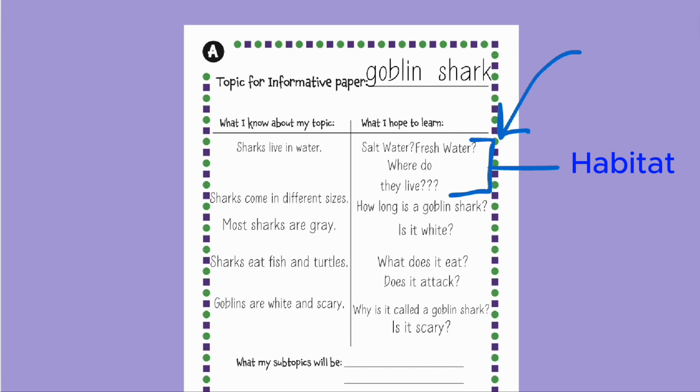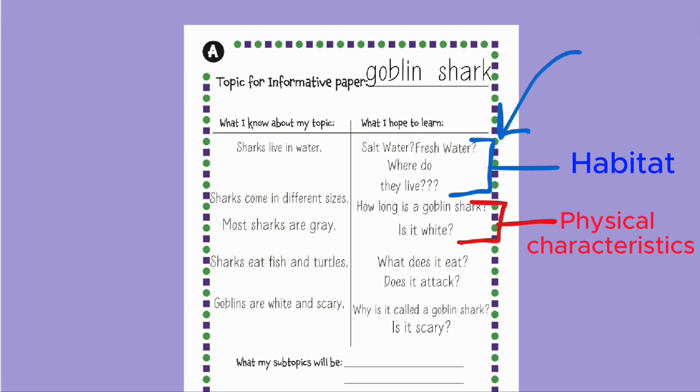Looking a little bit beneath those questions, I notice I have these questions. How long is a goblin shark? Let's take a look at the next set of questions I wrote down. How long is a goblin shark and is it white? I wanted to know if it was white because of the name goblin, meaning something like a ghost, and I think of ghost as being white. I really am curious about what this thing looks like and how long it is. These questions I can lump together and realize that I am seeking to know more about its appearance, its physical characteristics.